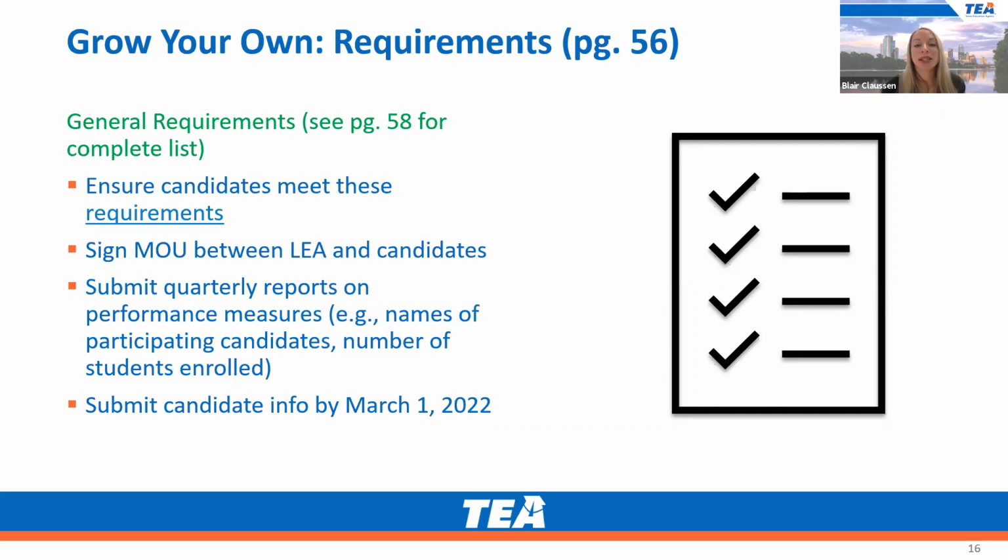Also, there should be a signed MOU between the district and the candidates receiving the stipend, which will cover things like staying in the district for a certain number of years that you think is appropriate. We'll also be asking the LEA to submit quarterly reports on specific performance measures. These will be things such as names of participating candidates, how many education and training course offerings you're providing, and the number of students enrolled in those classes.